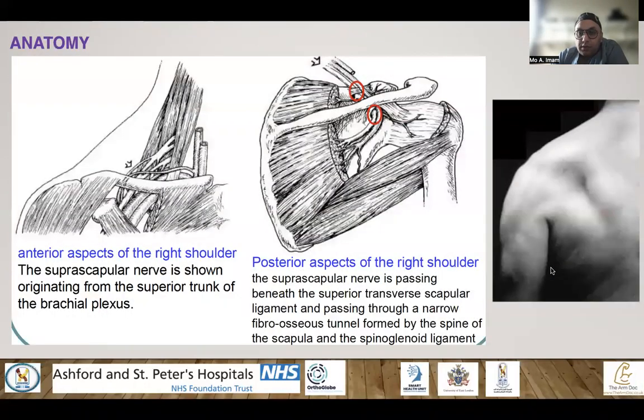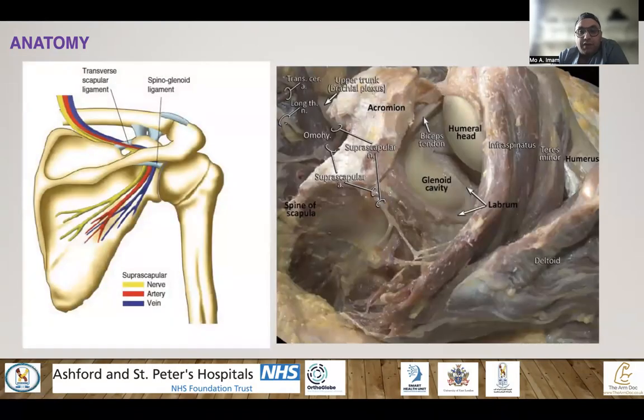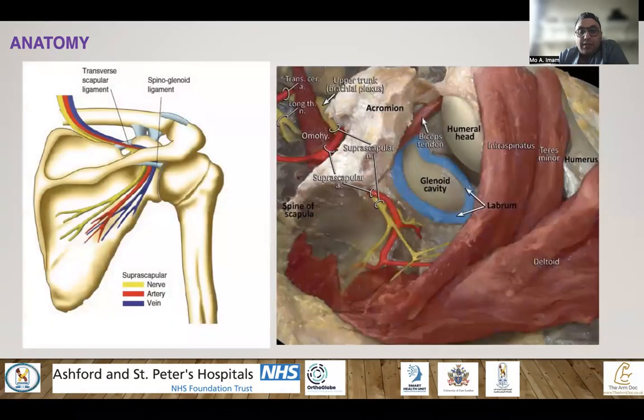It is important to understand the anatomy of the suprascapular nerve. It comes from the superior trunk of the brachial plexus, and these are the common sites for entrapment. The first site is compression of the nerve by the transverse scapular ligament, and the second is the spinoglenoid ligament. We've done cadaveric dissection, and looking at this nicely colored version, you can see that the nerve is very close to the glenoid.